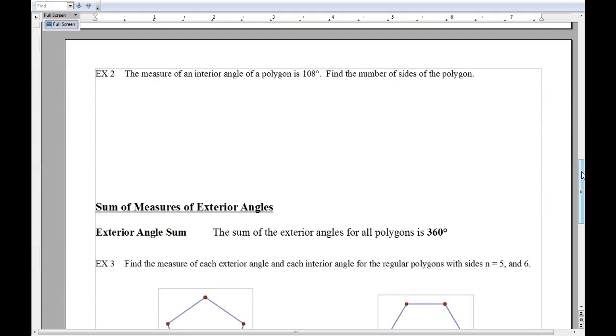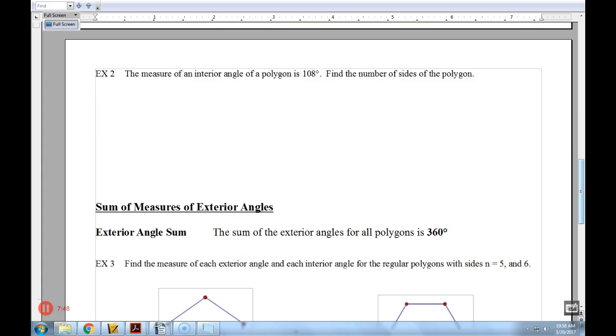So example 2 allows us to work backwards. It says we have some sort of polygon. We don't really know the number of sides, but the inside angle is 108 degrees. So find the number of sides of the polygon. A couple different ways we could do this, but we could just solve the formula. We know that the number of sides minus 2, times 180, equals the total degrees.